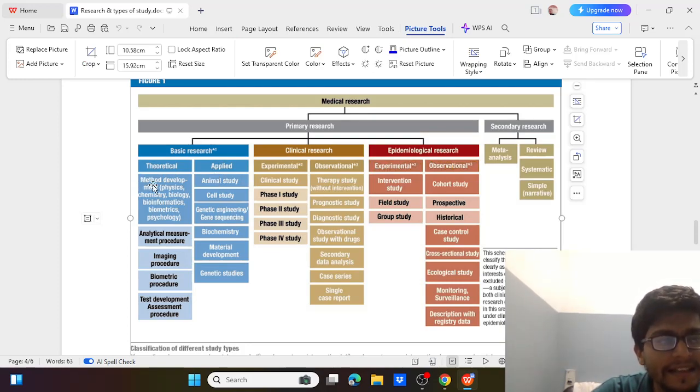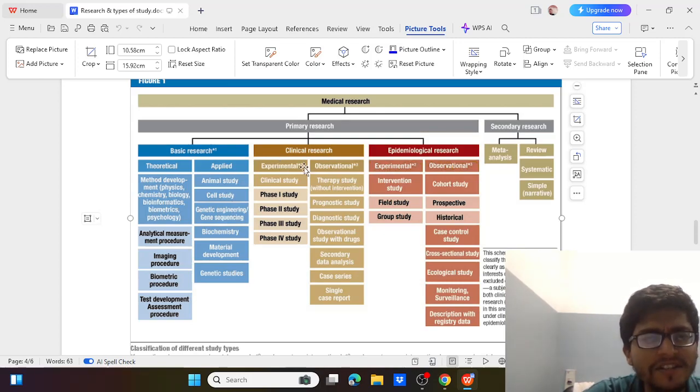To go in detail, the theoretical research will be based on method development, which could be physics, chemistry, biology, psychology, bioinformatics, or biometrics. Then it can also be analytical measurement procedure, imaging procedure, biometric procedure, or test development assessment procedure. In the applied basic research, we can have animal studies, cell studies, genetic engineering or gene sequencing, biochemical engineering, biochemical research, material development, and genetic studies.